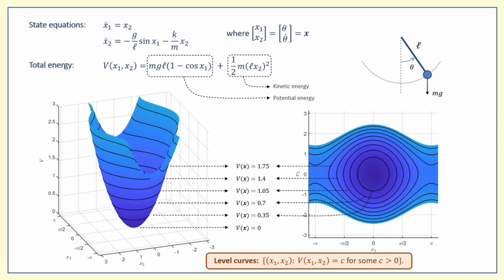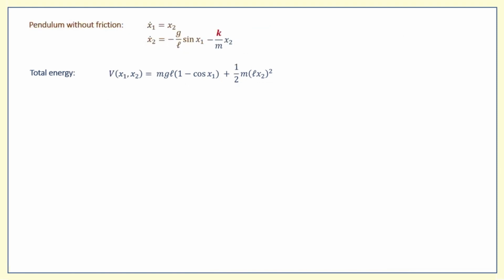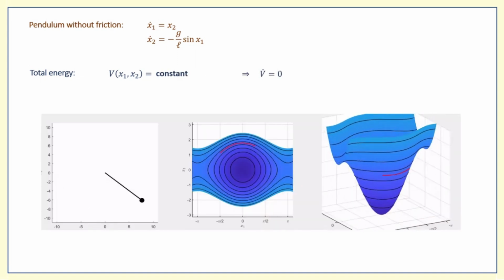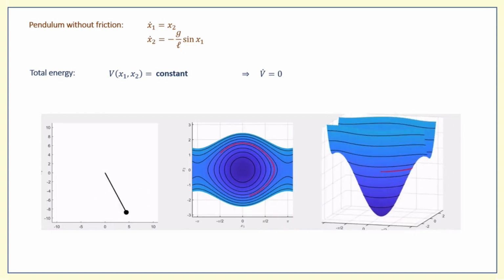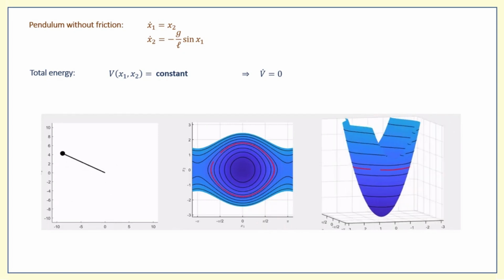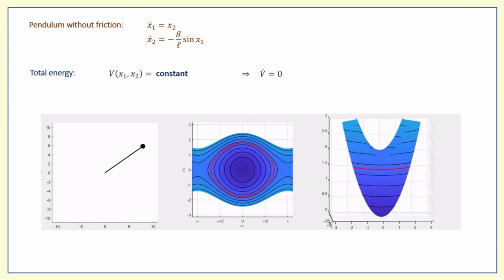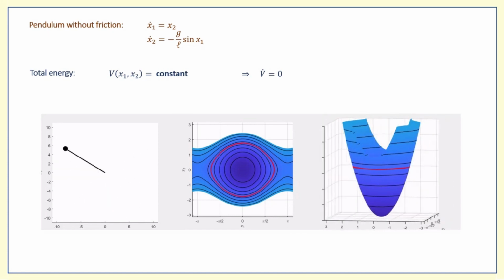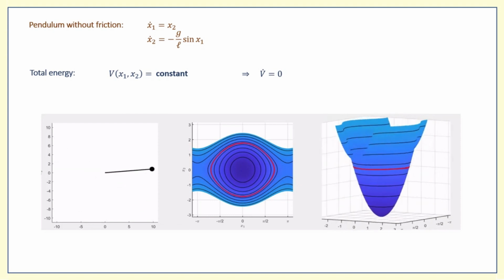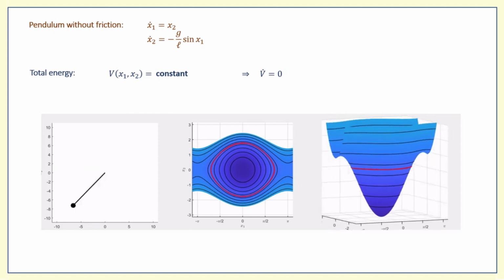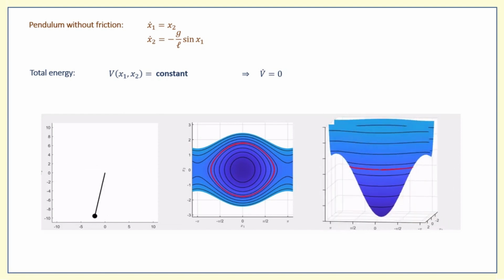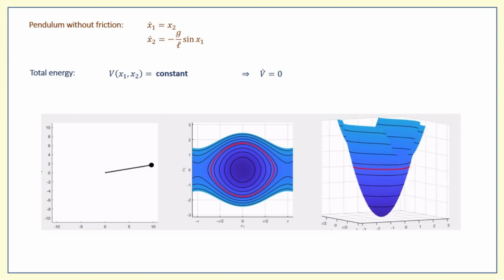Consider the case where there is no friction in the system, that is k equals 0. In this case, there is no dissipation of energy, which means V is constant. Therefore, the derivative of V is also equal to 0. So if you start from an initial condition at which the energy is not 0, the ball will oscillate forever, and the angle of the ball and the angular velocity vary, but x1 and x2 remain on a level curve forever. We can then conclude that the origin is a stable equilibrium for this system.